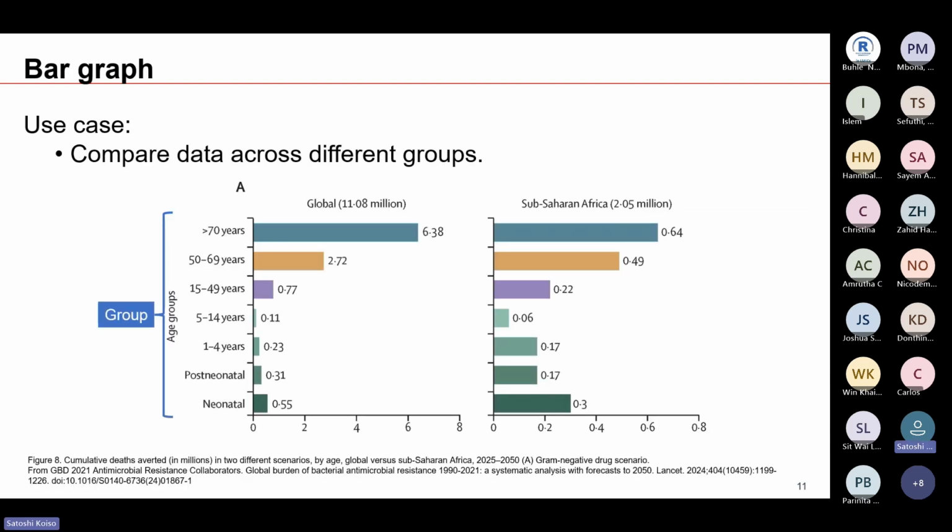And then the next type of graph is the bar graph. Here you can use a bar graph to compare data across different groups. This figure shows the cumulative deaths averted globally or in sub-Saharan Africa by age groups.